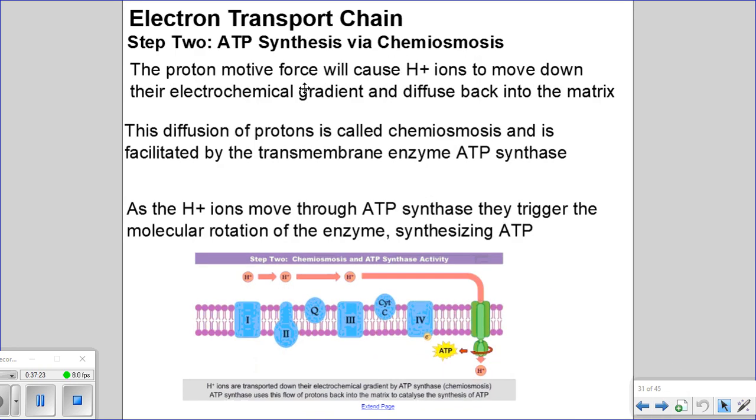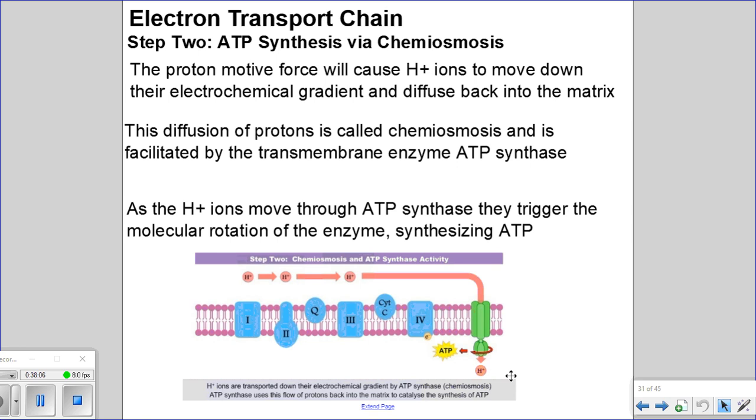So step 2 in this electron transport chain is ATP synthesis through this process of chemiosmosis. The proton motive force will cause hydrogen ions to move down their electrochemical gradient and diffuse back into the matrix. The diffusion of protons is called chemiosmosis, as it is facilitated by the transmembrane enzyme ATP synthase. So this ATP synthase enzyme will allow these hydrogen ions to move from a high concentration to a low concentration, which is what they naturally want to do.